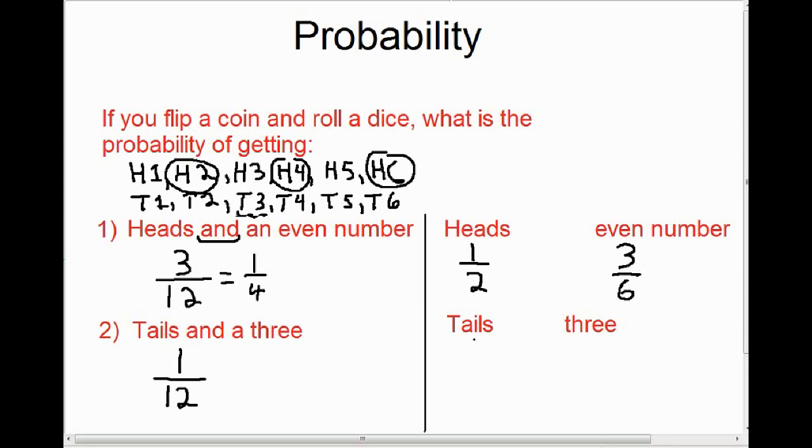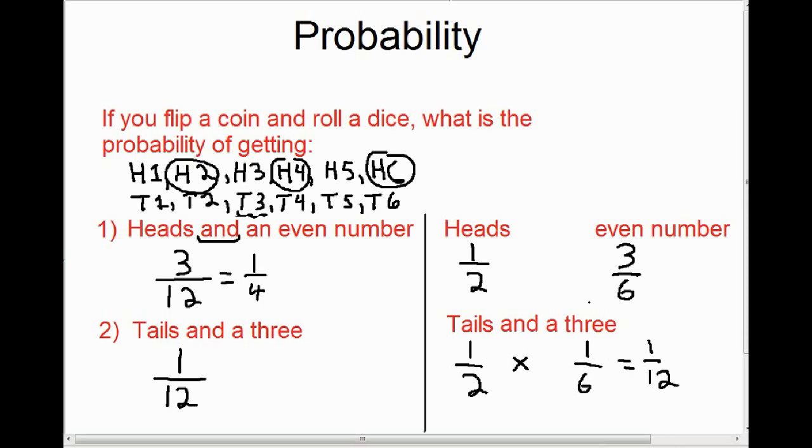Going down to the second example here, when we flip a coin, if we want to get tails, the probability of getting tails is 1 out of 2. When we roll a dice, if we want to get a 3, the probability of getting a 3 is 1 out of 6. Now, when we look at these fractions and when we put this word "and" into it, what we can see here is we're taking the individual probabilities and multiplying them together. So the probability of getting tails and a 3 is 1 out of 12.